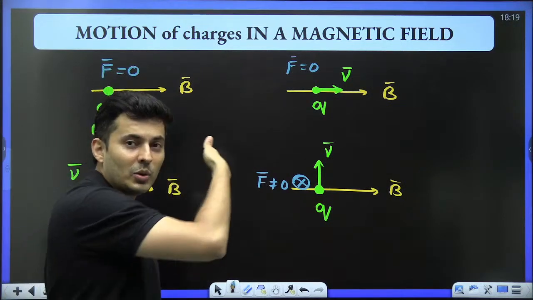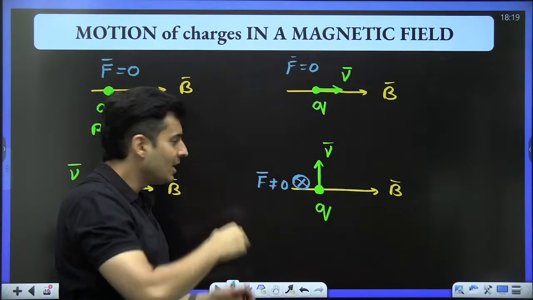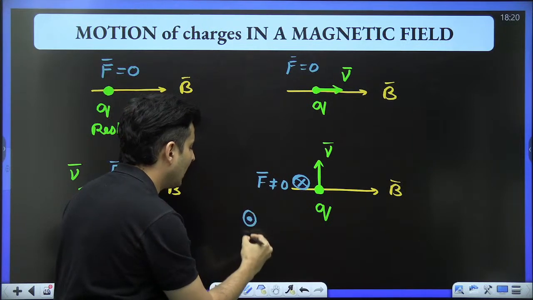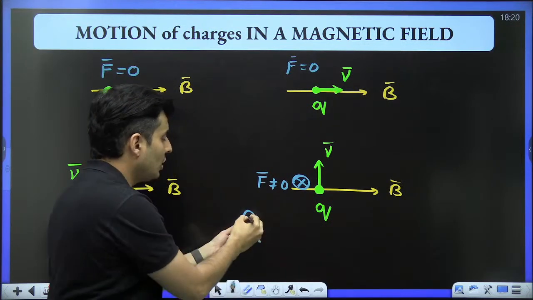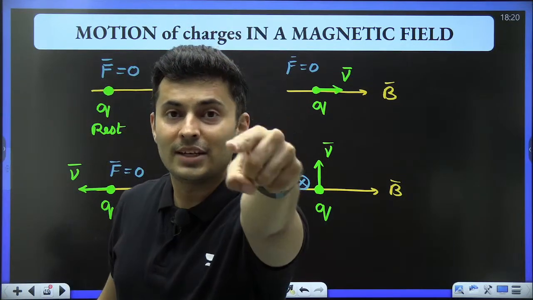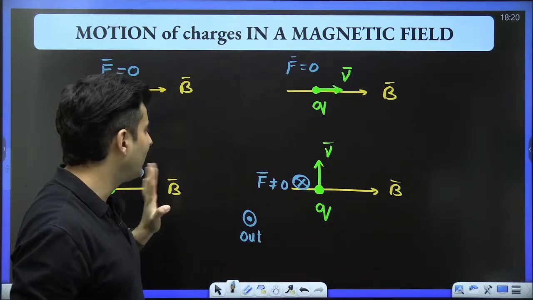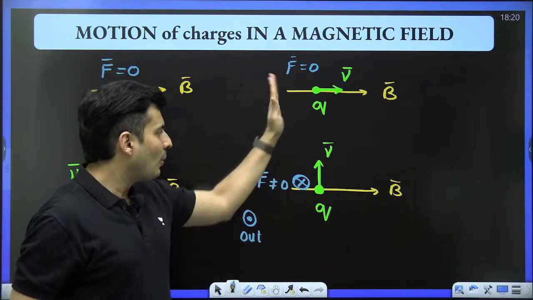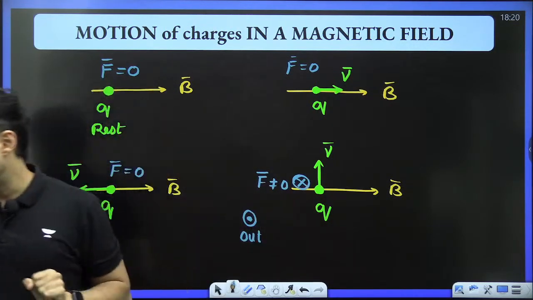It's going away from you, inside the plane of the board. Understand that. If I showed a dot, that means it is coming out of the plane towards you. If it's a dot, it's a vector coming towards you. If it's a cross, it's a vector going inside the plane. Are you able to visualize this? This is like y-axis, x-axis, z-axis, something like that.